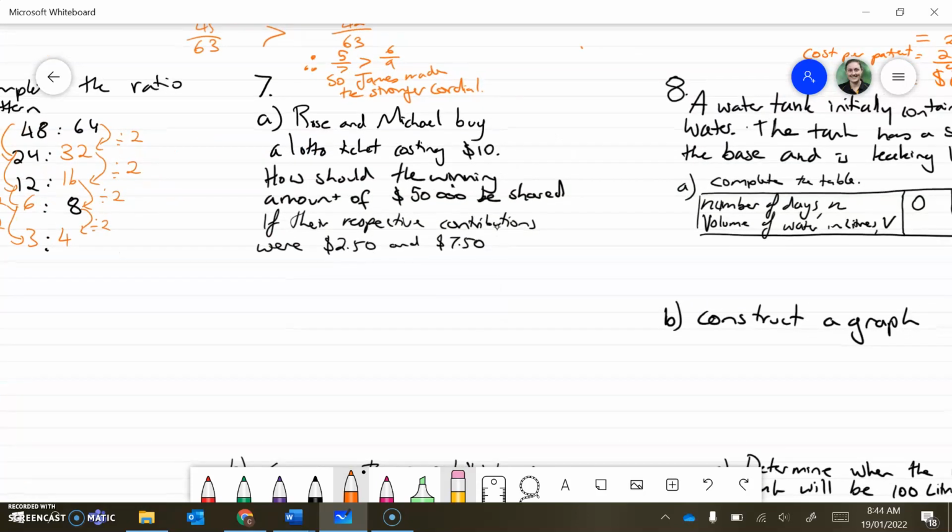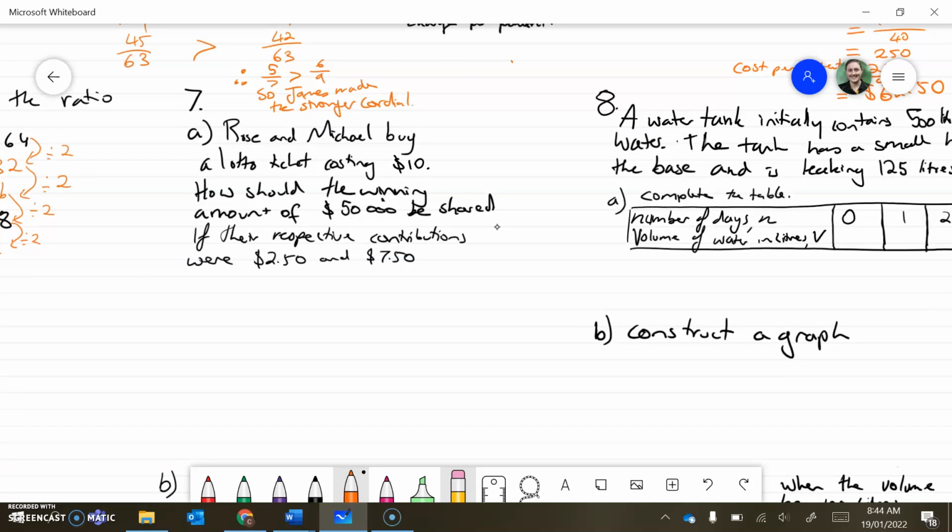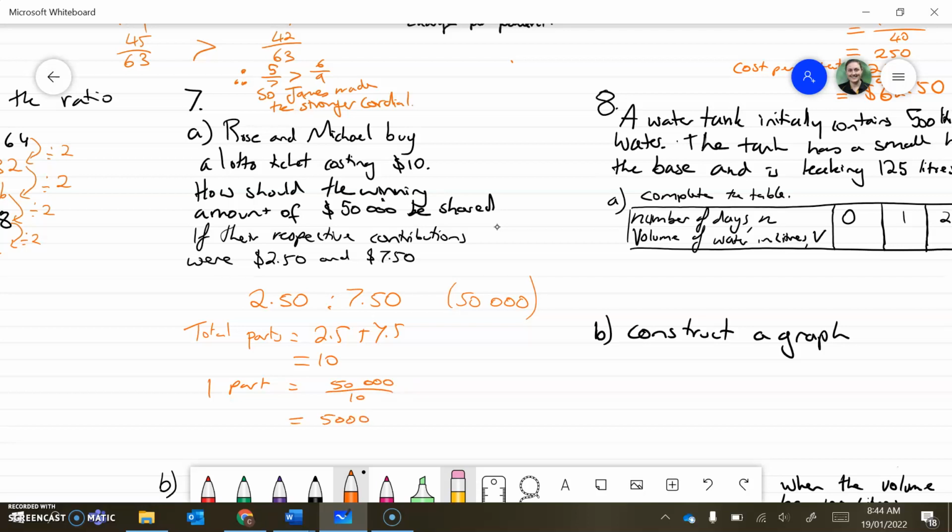Okay, example number 7. So Rose and Michael buy a lotto ticket that costs $10. How should the winnings be shared if their respective contributions were $2.50 and $7.50? So the ratio is $2.50 is to $7.50, and I'm wanting to share $50,000 in that ratio. So I want to know, well, if this is 10 parts in total, how much does each part get? So total parts is 2.5 plus 7.5, which is 10. So one part is 50,000 divided by 10, which is 5,000.